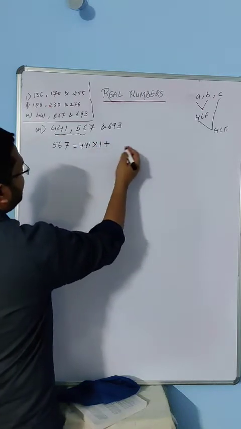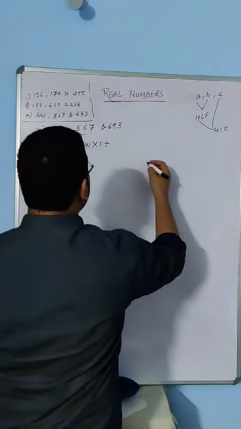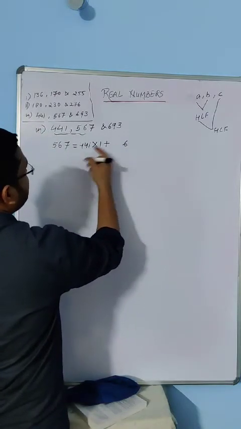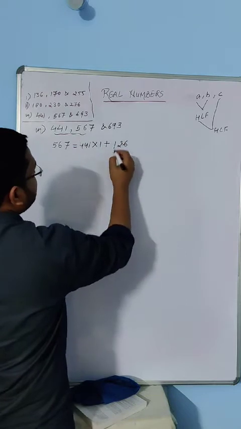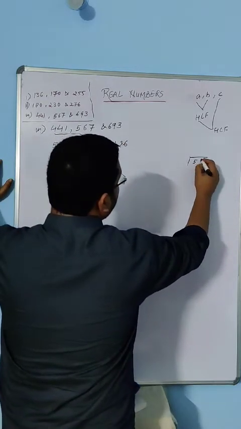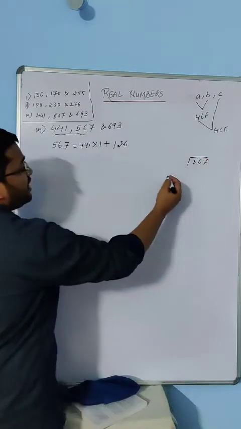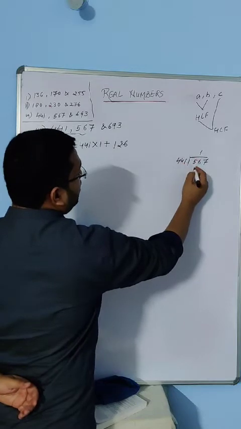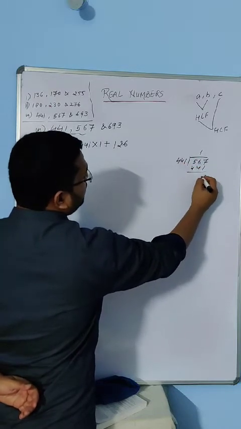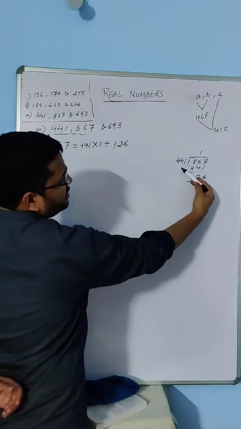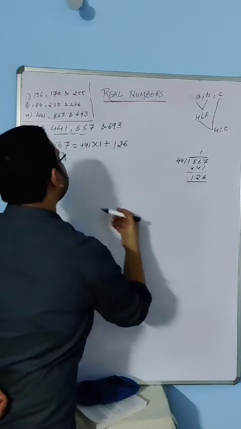It goes one time, and the remainder. So let's find out the remainder. So 7 minus 1 is 6, 6 minus 4 is 2, and 5 minus 4 is 1. Those who are confused, you can do it this way. Dividing 567 by 441 one time. Dividend is equal to divisor into quotient plus remainder.